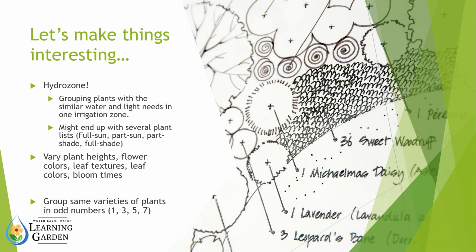And then as you are laying out your plants on your final planting plan, one tip is to group those plants of the same varieties in groups of odd numbers. So one, if you have a nice ornamental plant that you want to have be a focal point, have that be all by itself. You can leave it by itself, or you can group plants in groups of 3, 5, or 7.